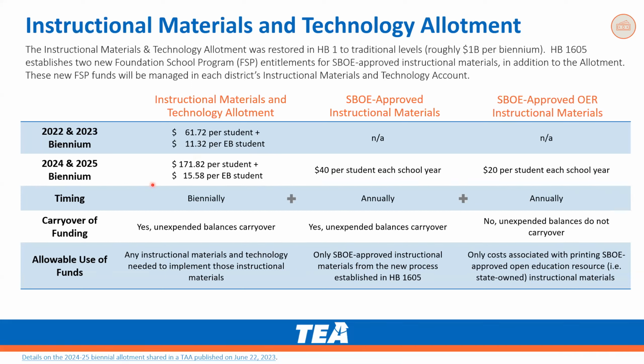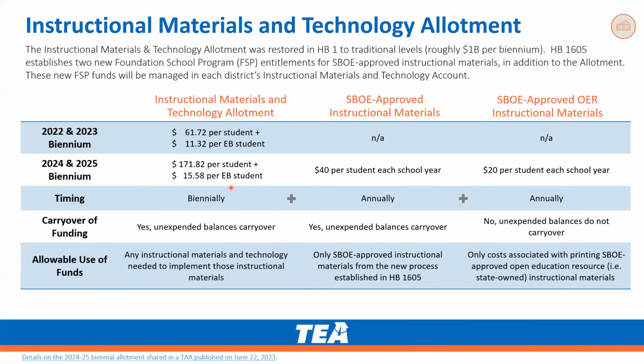As a district, you may have received the To the Administrator Addressed publication. We'll provide the link to that for folks, but you can see down here the details of how much your district was allotted, and that was officially deposited into your EMAT account on September 1st of this year.